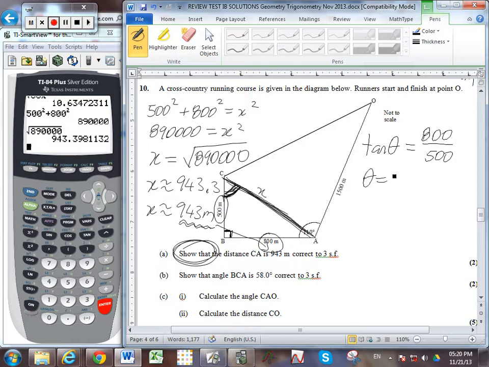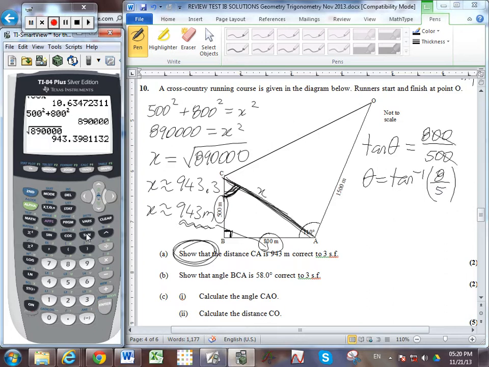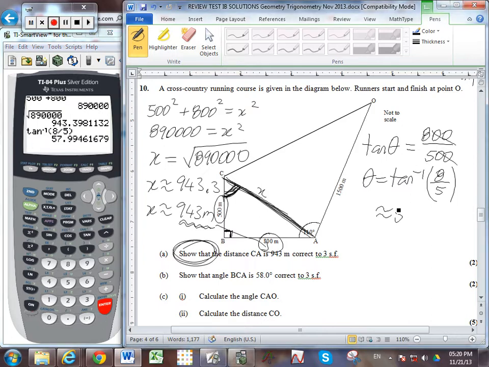And so this means that theta is going to equal the tangent inverse. Look, the hundreds cancel out, so it's just 8 over 5. And so the tangent inverse of 8 over 5 gives us 57.9946 degrees, which of course we can round to three significant figures. That's 58.0 degrees. Don't forget your degrees sign.